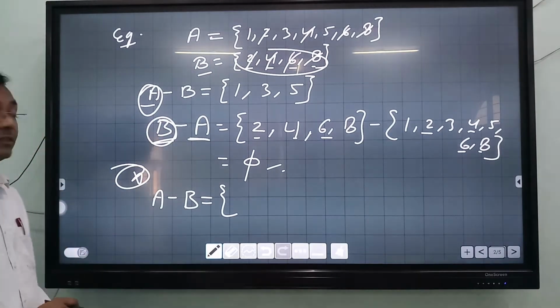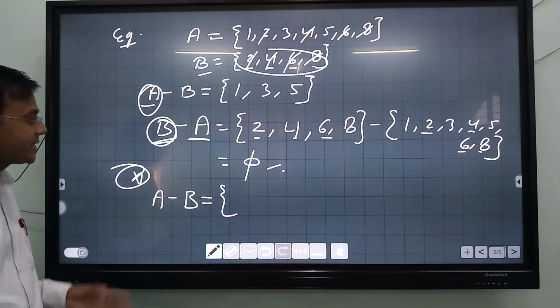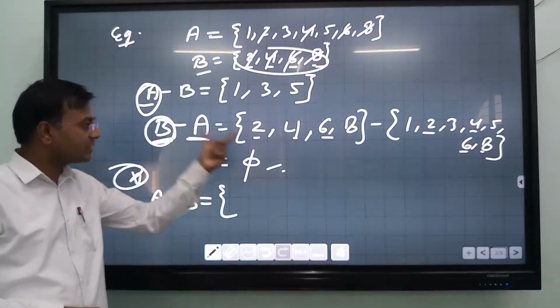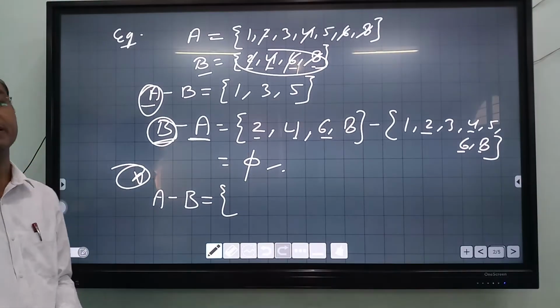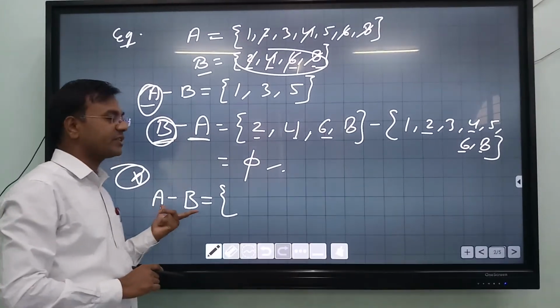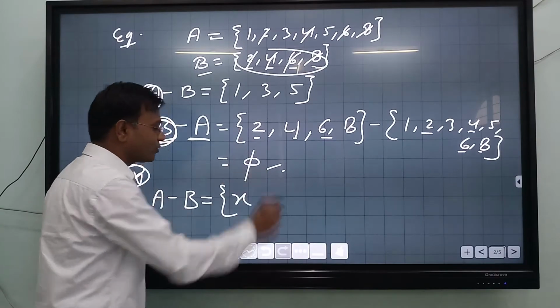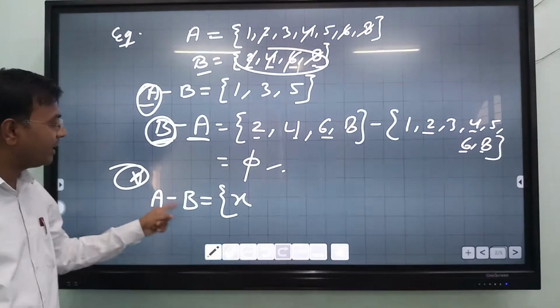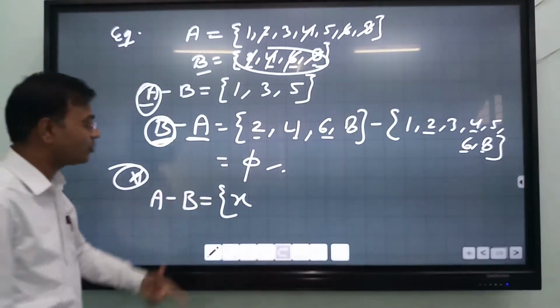Question for 1 mark. Write the difference of A minus B in set builder form. This is the tabular form, which means we are listing the elements. Now we are supposed to write the difference of sets in set builder form. That is the rule method. So suppose A minus B equals X. That is, the difference of the sets A and B is X.